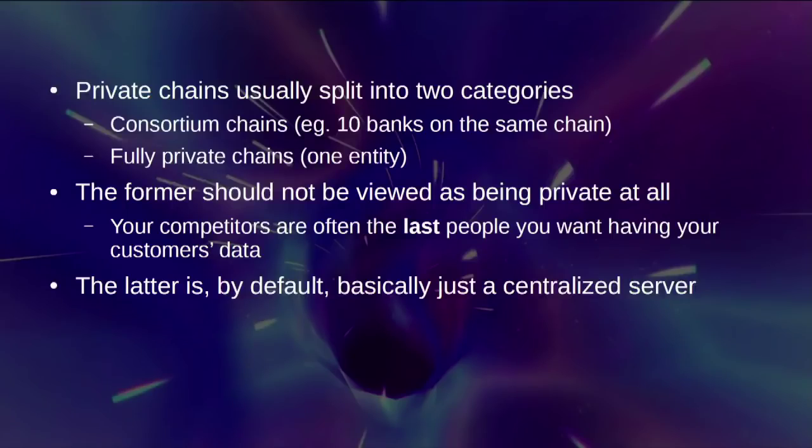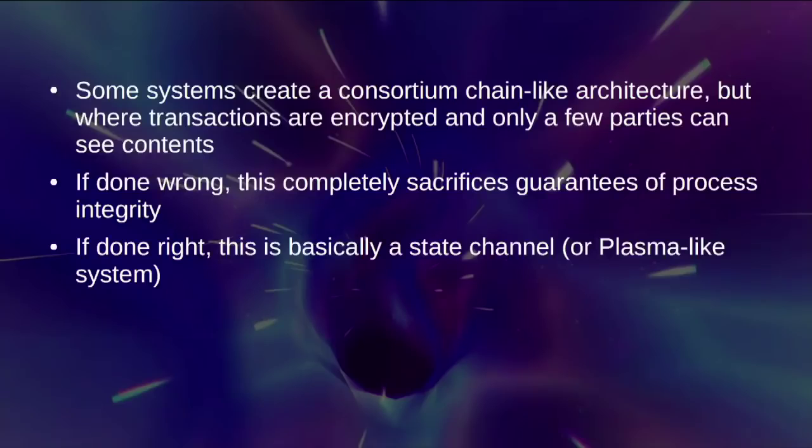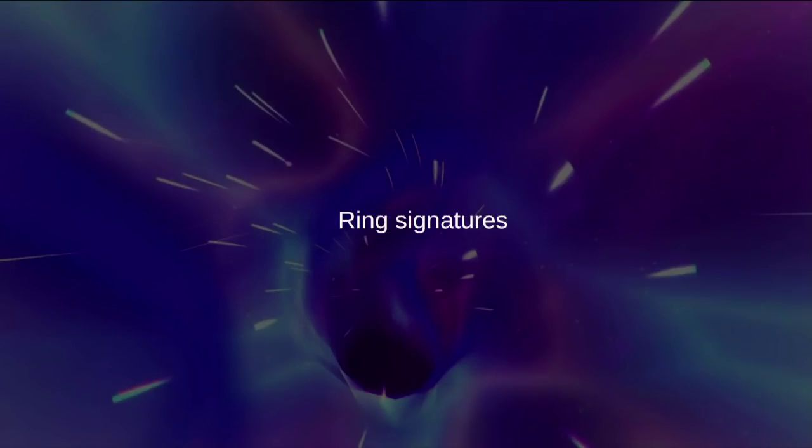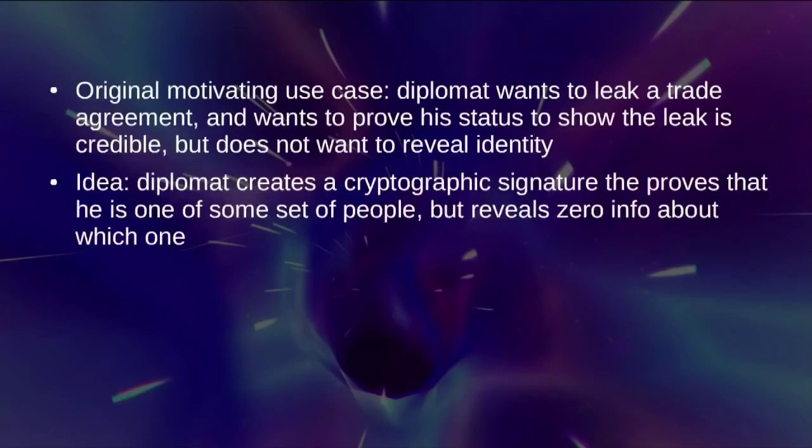With normal kinds of encryption, this is not supposed to be even possible, because encryption is supposed to output things that look like random gook. But as we'll see, there are advanced forms of cryptography that actually can do some interesting things. So let's start with ring signatures.